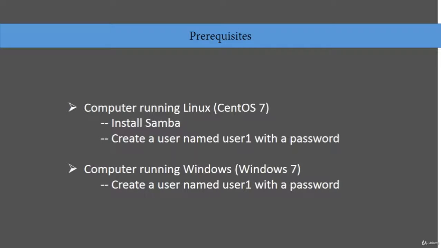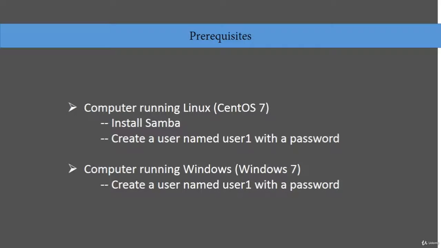There are some prerequisites that you got to have in order to make this work. If you're using a virtual environment like I'm doing, say in VirtualBox or VMware Workstation or something similar, then you can create a virtual machine with a computer running Linux. In my case, it's CentOS 7. You can have Ubuntu or some other flavor of Linux. You have to install Samba on it if it's not already there, and chances are by default it's probably not there. Then we're going to create a user. In my case, I'm going to call him user1 and I'm going to assign him a password, something very simple.